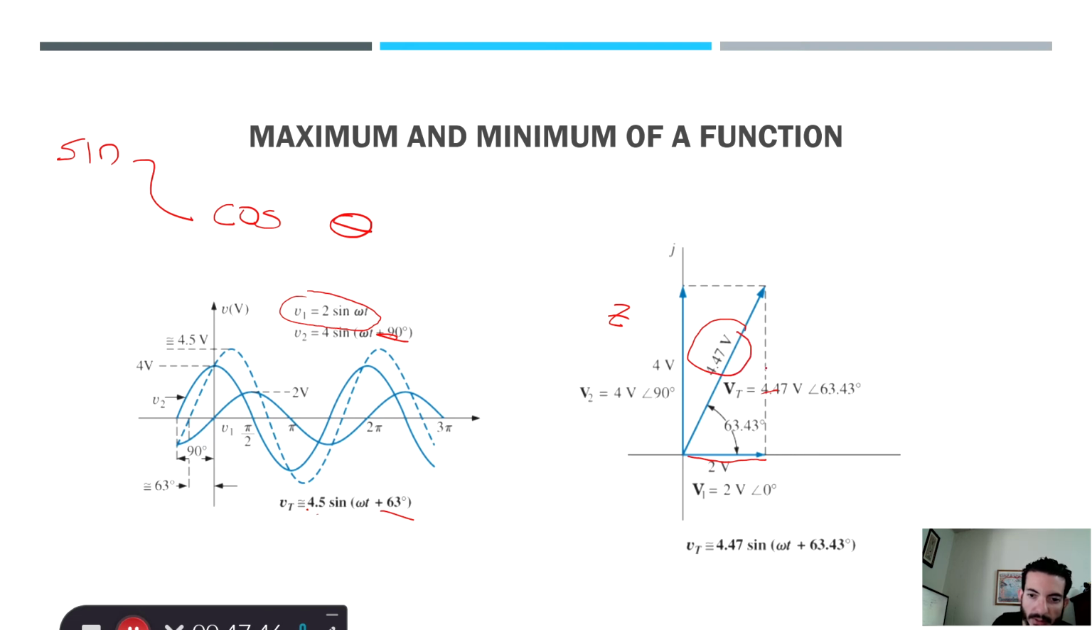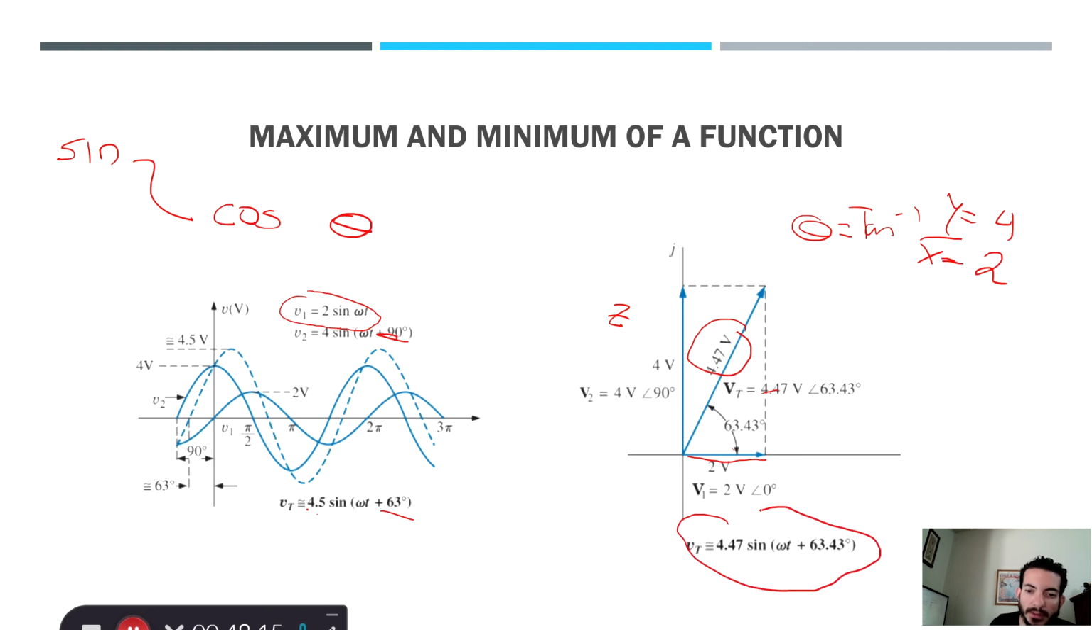Okay, so we also know how to calculate the angle, because the angle is tangent inverse of y over x, and y is 4 and x is 2. So if you compute this, 4 over 2, which is 2, in tangent inverse, you're going to get 63.43 degrees. So the total is 4.47 sine of omega t plus the offset angle, the resultant. Of course, they're just saying the 4.47, they're going to approximate to 4.5.